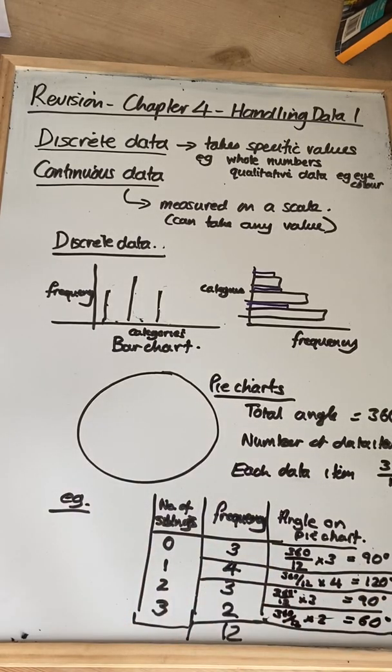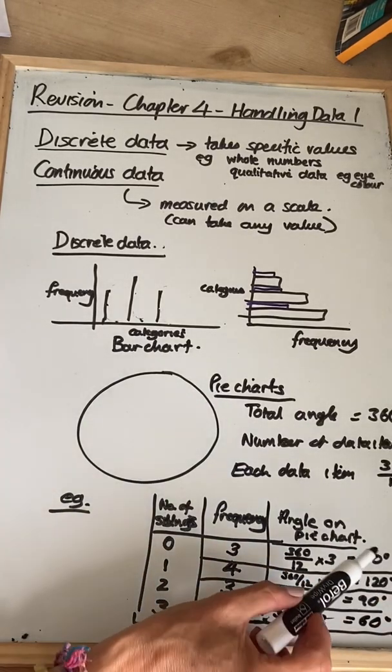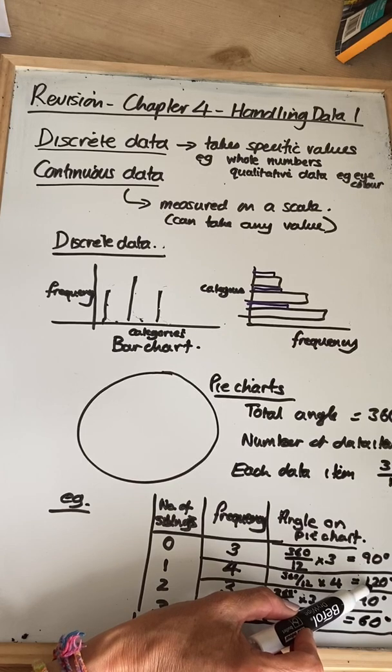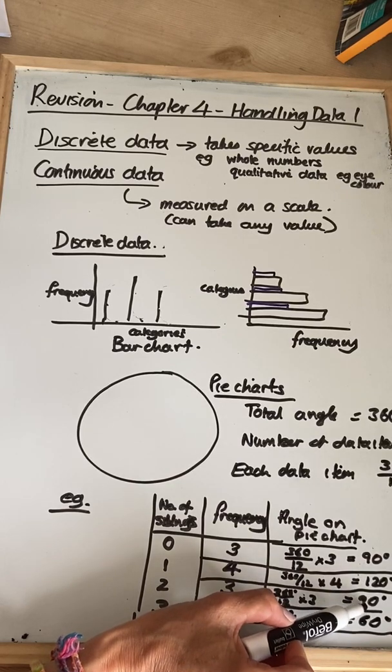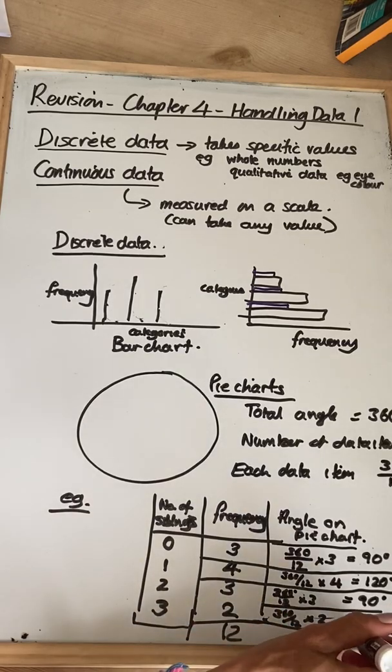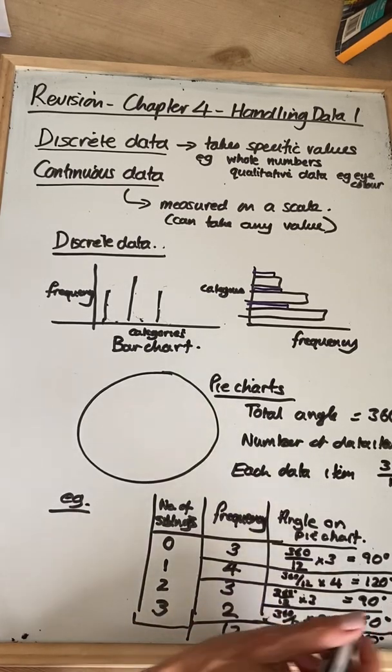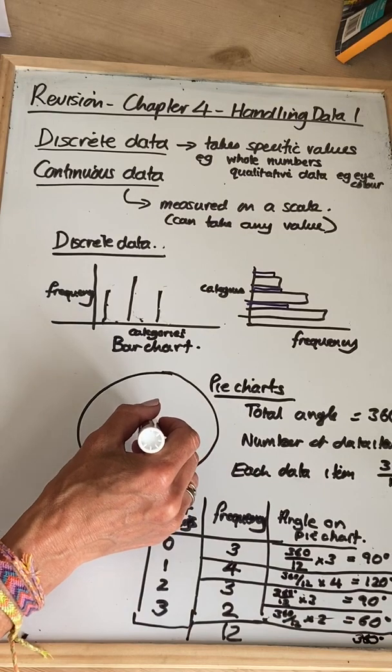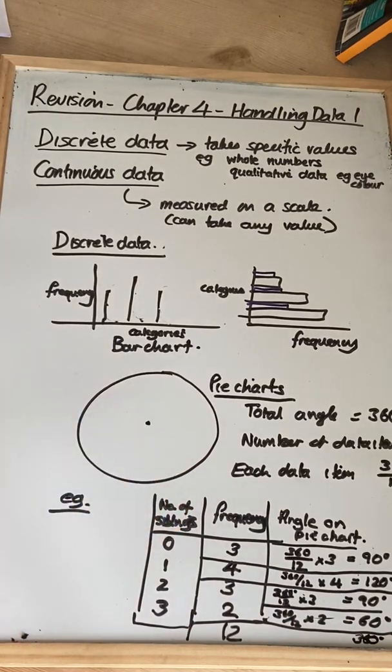Quick check to make sure you've got your calculations right. Altogether I've got 90 plus 120, that's 210, plus 90 is 300, plus 60 is 360 degrees. So if I was to plot these on my pie chart, I would start with a dot in the middle. If you've drawn it with a compass, you'll have a natural dot in the middle there anyway.